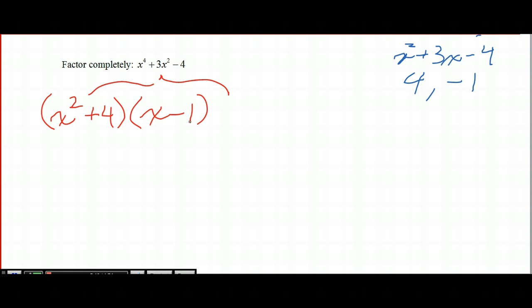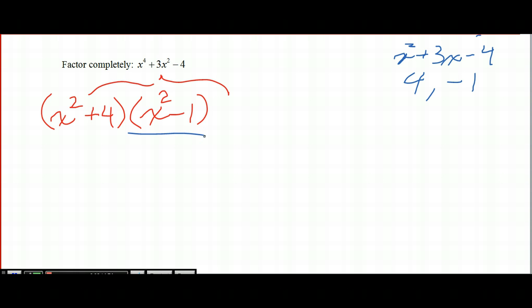And let's check this, right? We have x squared times x squared, that's x to the fourth. 4x squared minus x squared gives us 3x squared. 4 times -1 gives us -4. This is fine, but again, remember we have another set of factoring still to do.